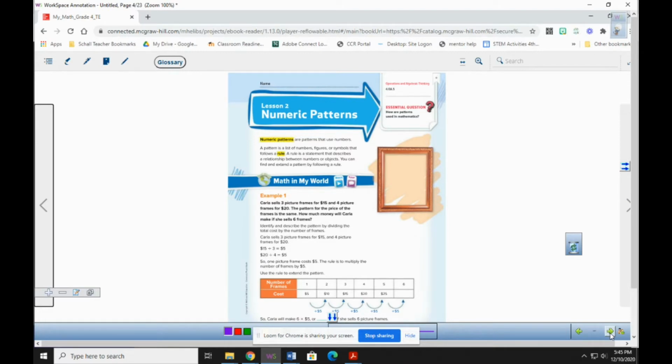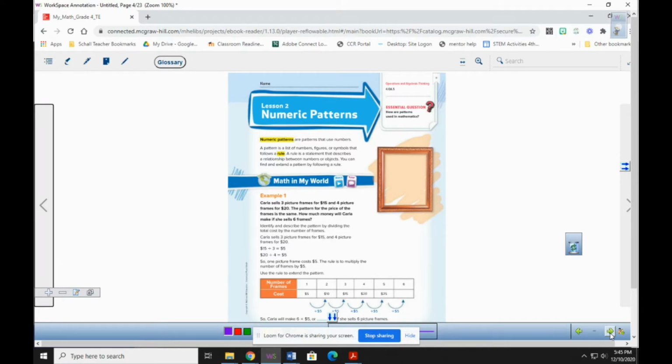Generally, these patterns will have a rule. The rule is a statement that describes the relationship between numbers and objects. So it's how we're going to know what to do next. That's the rule. Let's look at example 1.